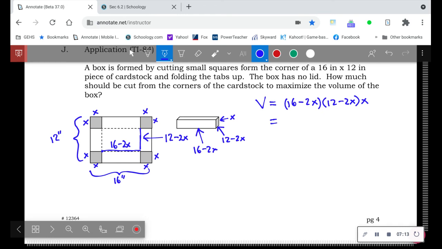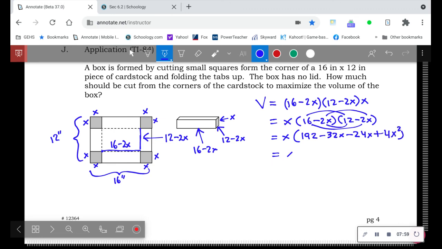Okay, so I'm going to rearrange it by putting the x in front. And I'll keep that x in front, but I'm going to go ahead and FOIL this out. 12 times 16, let's see how much that is. I think it's 192. Outside here is minus 32x. The inside is minus 24x. And the last times last is positive 4x squared.